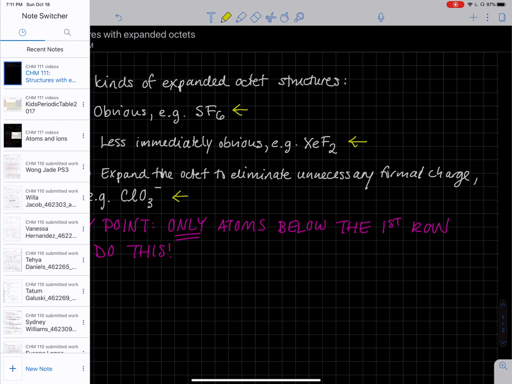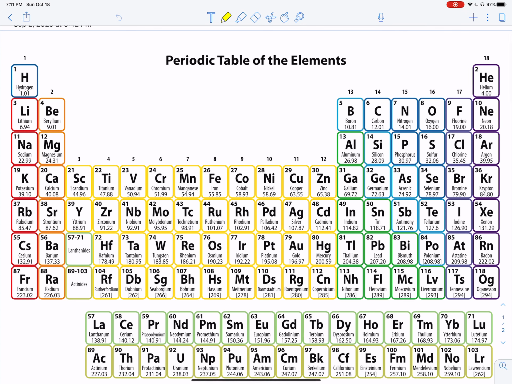And so I'll just remind you what I mean. The first full row, things that make molecules are here. They can never have an expanded octet. So nitrogen, oxygen, carbon, fluorine, boron can never have an expanded octet. It's the things below them that sometimes do.